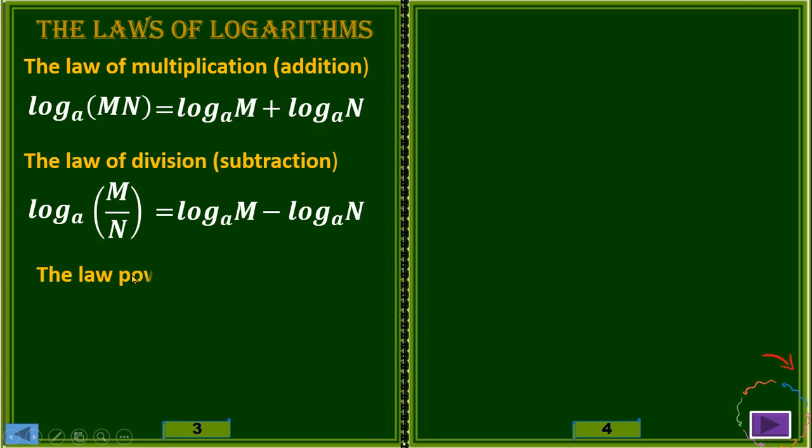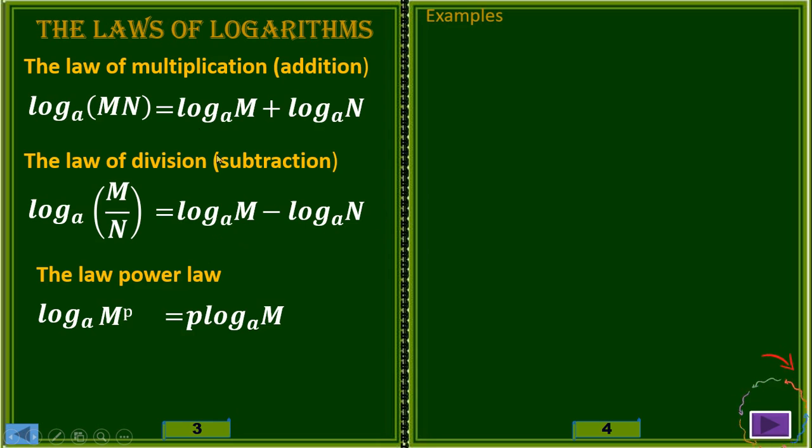The third one is the law of power. The law of power is written as log m power p to base a in a simplified form is p log m base a. These are the 3 basic laws of logarithm. Other laws of logarithm can be derived from these 3 basic laws. We are going to see the other laws of logarithm as we continue in this presentation.